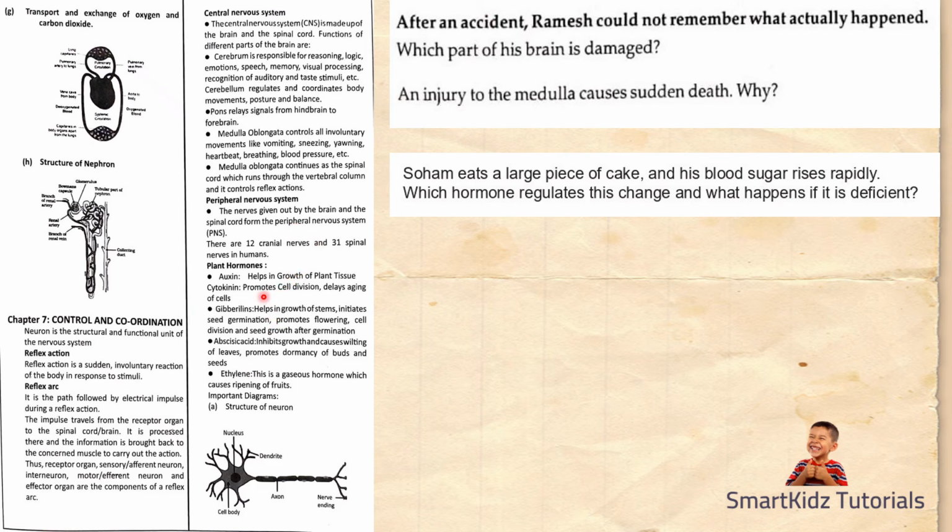Plant hormones are very important to know, and human hormones, of course, are there. You have auxin, which helps with the growth of plant tissue. Cytokinin promotes cell division, very, very important. Cytokinin delays aging of cells. Gibberellins help in the growth of stems, initiate seed germination, promote flowering, cell division, and seed growth after germination. And then you have abscisic acid, which inhibits growth and causes wilting of leaves, promotes dormancy of buds and seeds. Then ethylene, which is a gaseous hormone, causes ripening of fruit.